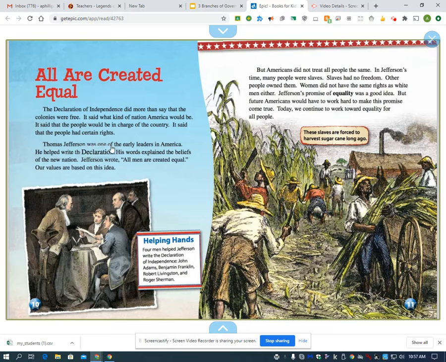Thomas Jefferson was one of the early leaders in America. He helped write the Declaration. His words explain the beliefs of the new nation. Jefferson wrote, "All men are created equal. Our values are based on this idea."